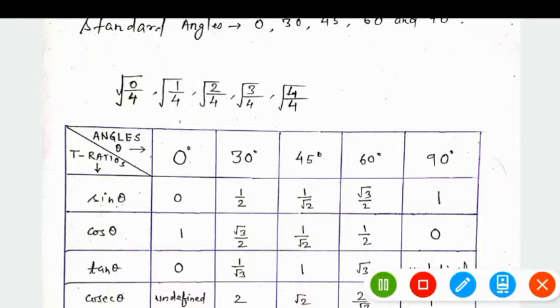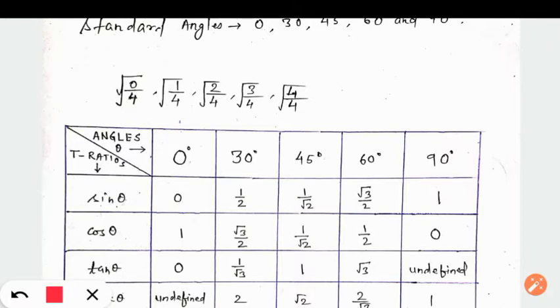Now sine 60 degree, for 60 degree use this. There is no number whose perfect square is 3, so root under 3 is there, and the square root of 4 is 2. So for 60 degree we have root 3 by 2. Now the last one, root over 4 by 4. 4 cancels out. We have root under 1, which is 1. So sine 90 degree is 1.